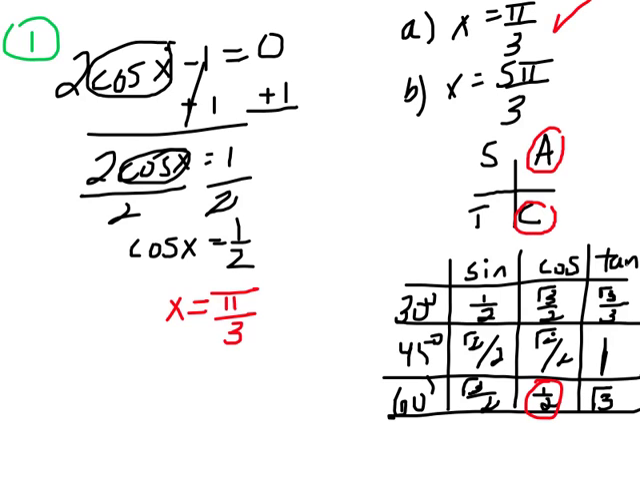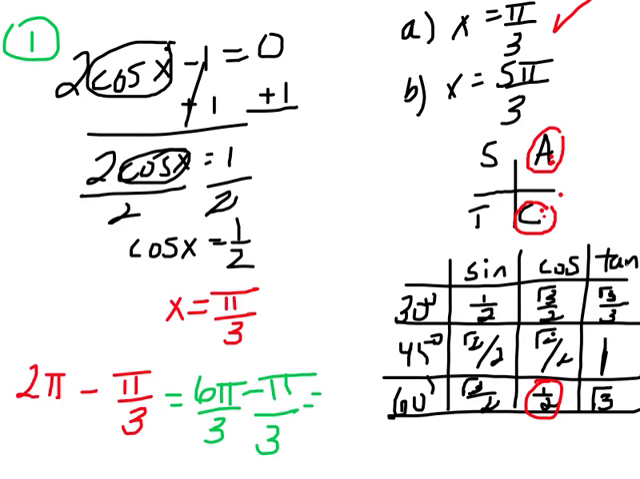Because if you do the "All Students Take Calculus" rule, we can see that cosine is positive in the first and fourth quadrants. So for quadrant 4, you could say, well, what is 2 pi minus pi over 3? If I get a common denominator so I can actually do that subtraction, I multiply by 3 over 3. Wouldn't that be 6 pi over 3 minus pi over 3? And what do we get? 6 pi minus 1 pi would be 5 pi over 3, and sure enough, that's our second solution up there.